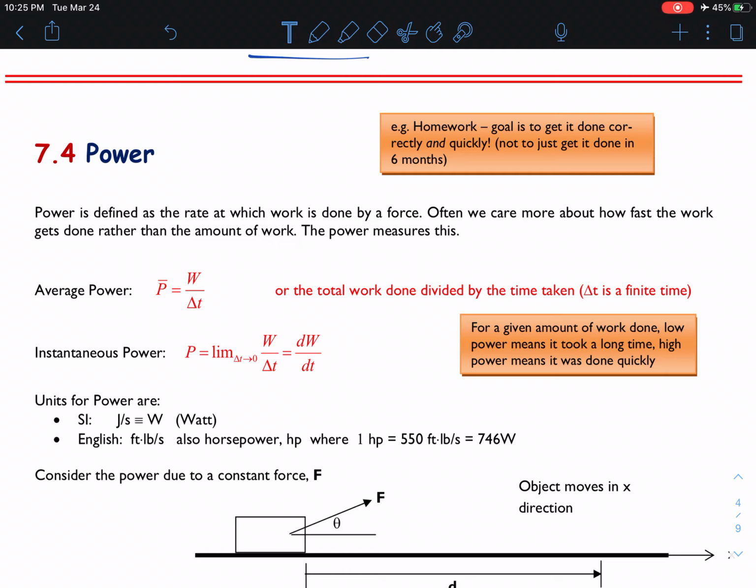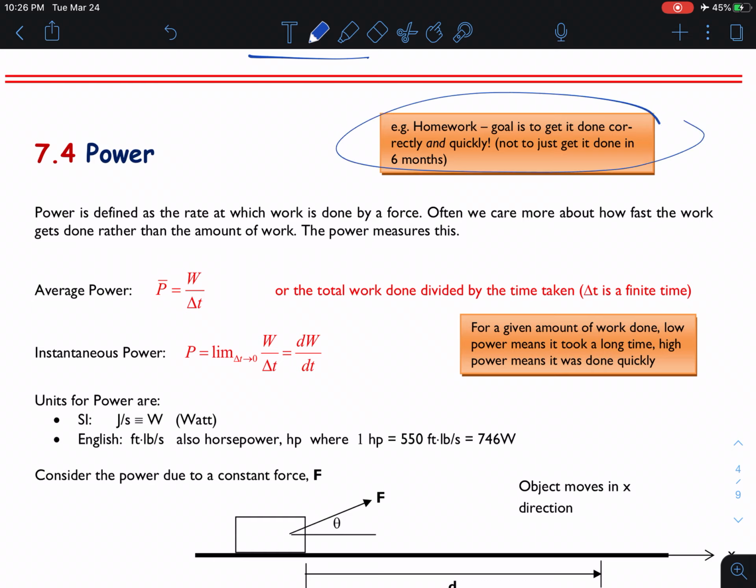Next subject is about power. This is the last part of chapter 7. We will be using this later as well, but first let's define what power is. Okay, so here's an example. Gonna highlight what I'm talking about.